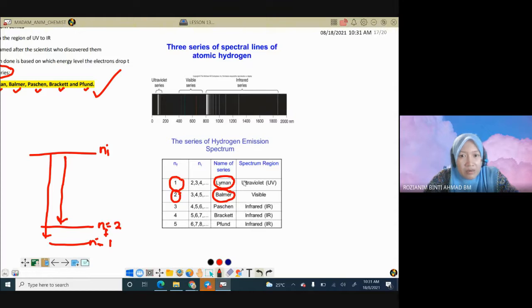So kalau Lyman series, region dia adalah jenis ultraviolet. So kenapa ultraviolet range dia dalam range ini? Dia punya wavelength. Kalau Balmer, dia adalah jenis visible region. Kalau Paschen, elektron tu jatuh pada 3. Kalau Brackett jatuh pada 4. Kalau Pfund jatuh kepada 5. So therefore, ketiga-tiga Paschen, Brackett dan Pfund ini, they are in the infrared region.